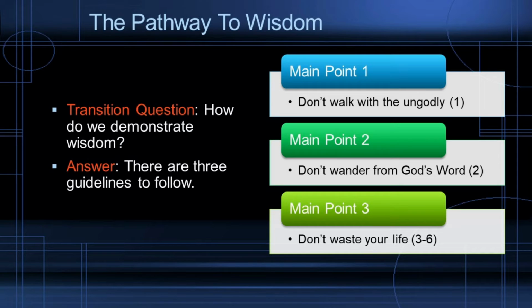So now I want to construct the transitional question and answer. So you see it here. The question then that I come up with is this: how do we demonstrate wisdom? The big idea has to do with doing what's right, and that's what wisdom is. Wise men do what's right. Then how do we demonstrate wisdom? Then I answer that. There are 3 guidelines to follow.